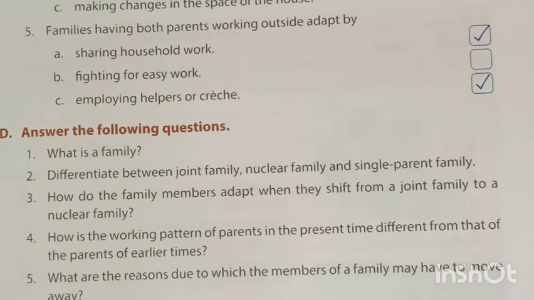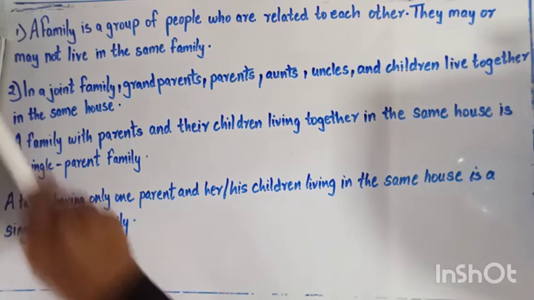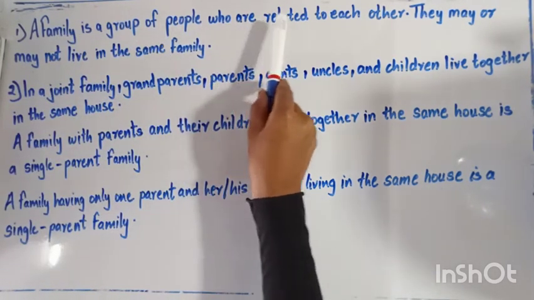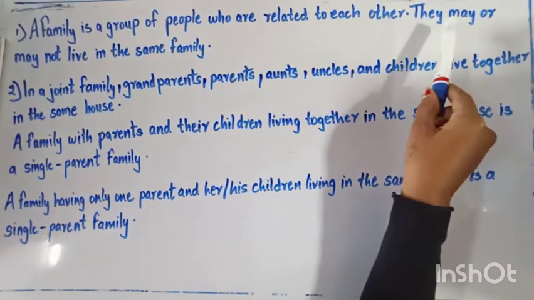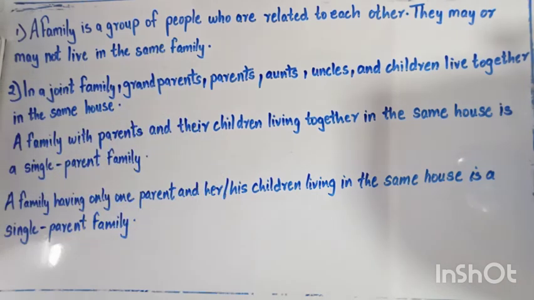What is a family? So answer for the first question is, a family is a group of people who are related to each other. They may or may not live in the same house. Write down the second question from your textbook. Differentiate between joint family, nuclear family and single parent family.